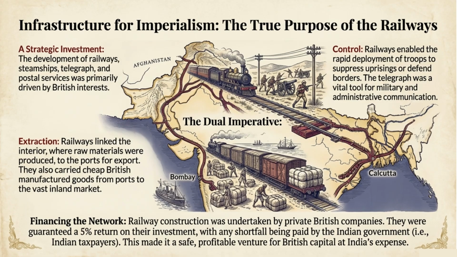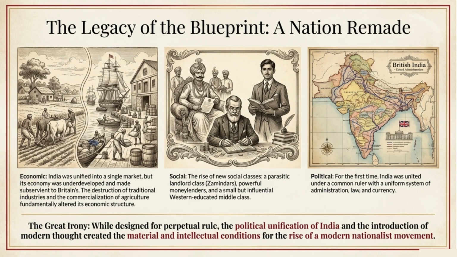Infrastructure development like railways served a dual imperative. They enabled rapid troop deployment for control and linked raw material sources to ports for extraction. The network was financed by Indian taxpayers, guaranteeing British private companies a profitable venture. The legacy included the economic subordination of India, the rise of a parasitic landlord class, and political unification under a uniform system. Ironically, the structure designed for perpetual rule created the conditions for a modern nationalist movement.